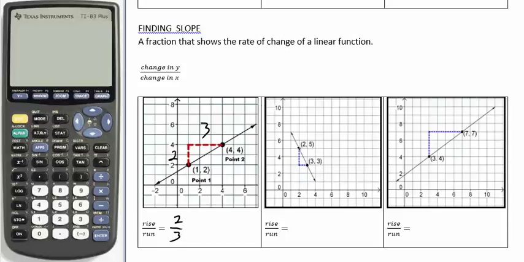In this one, we go down 2 over 1. So that's down 2 over 1. And negative 2 divided by 1 is just negative 2.